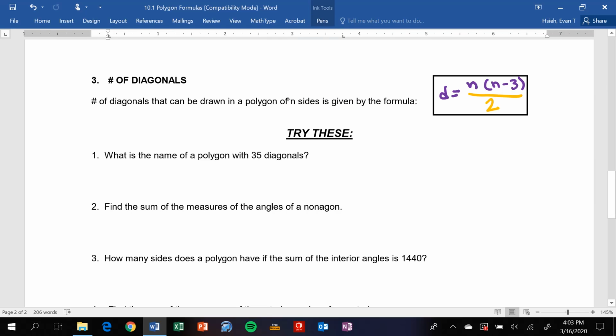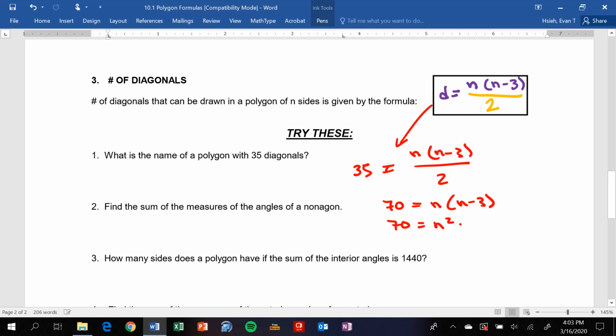Just going to pick a couple of problems here randomly to go over, and then I'm going to give you a homework assignment to try. Name of a polygon with 35 diagonals. So I can use this formula here. 35 equals n times n minus 3 over 2. Multiply both sides by 2, so I get 70 equals n times n minus 3, or 70 equals, distributing, n squared minus 3n.